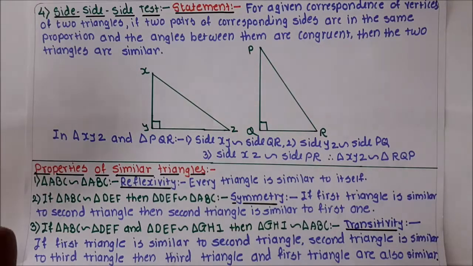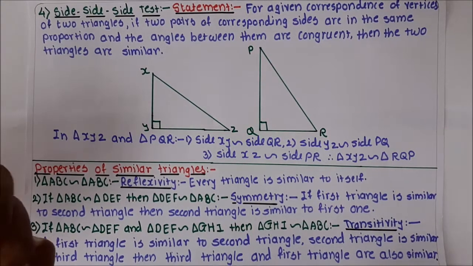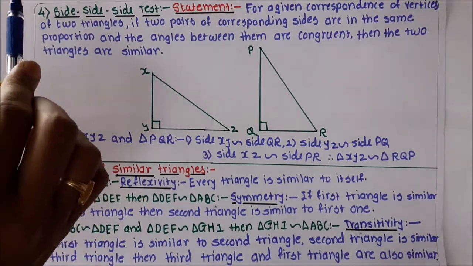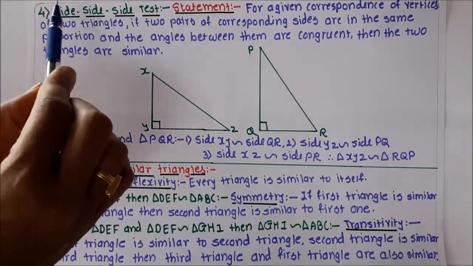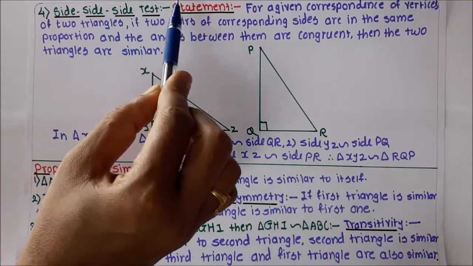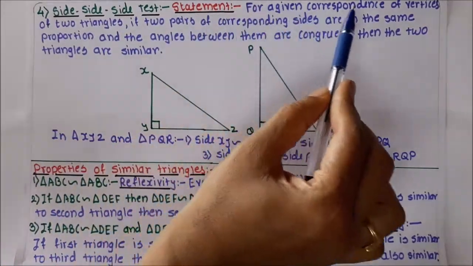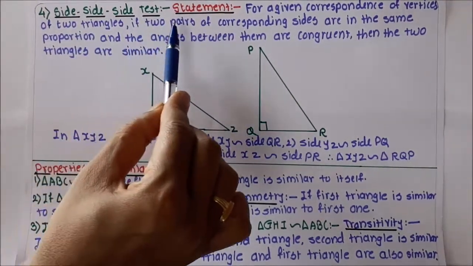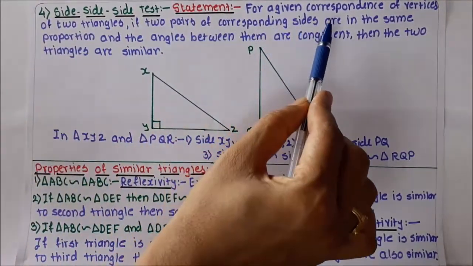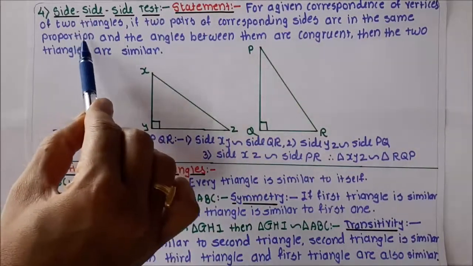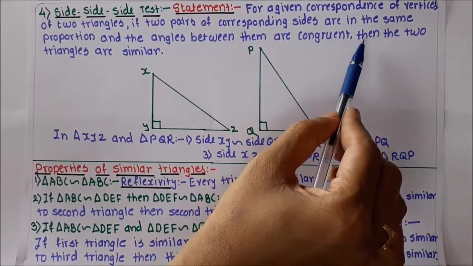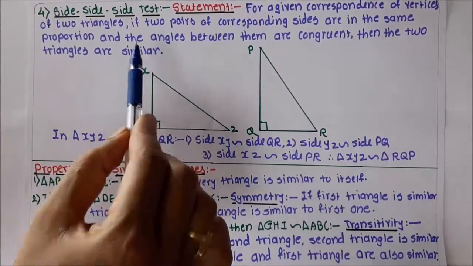Now students, we are going to see the last test of this similarity, that is the SSS test, side side side test. Statement: for a given correspondence of vertices of two triangles, if the three pairs of corresponding sides are in the same proportion, then the two triangles are similar.